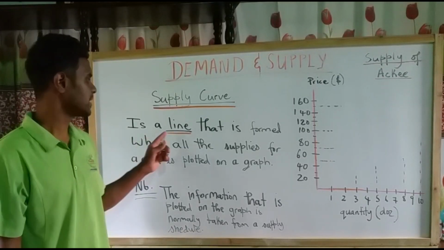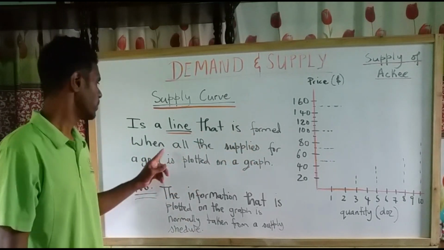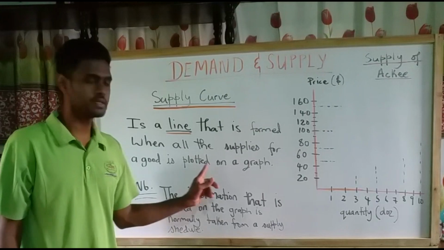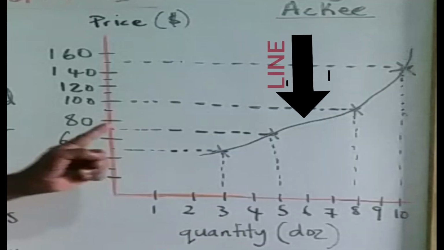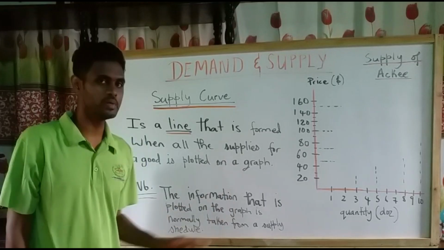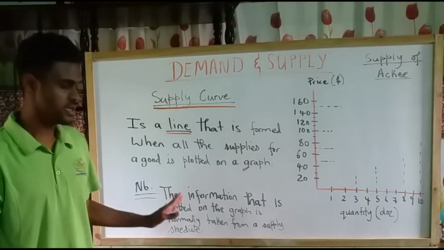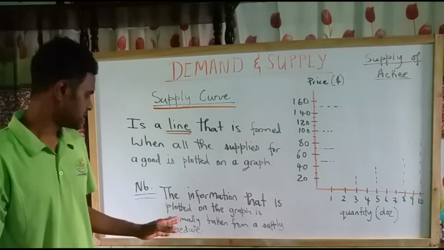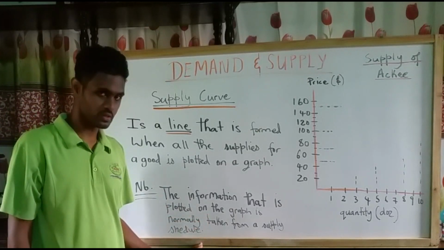A supply curve is a line that is formed when all the supplies for a good are plotted on a graph. And please note that the information that is always plotted on a graph is normally taken from the supply schedule.